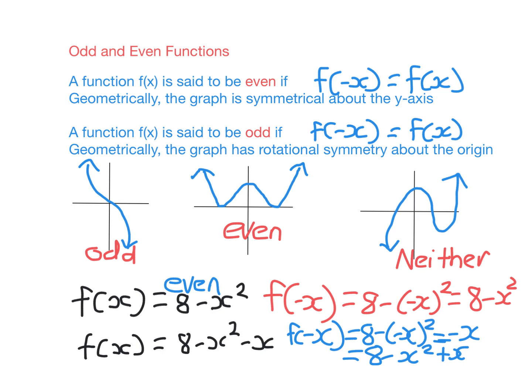Because f of negative x doesn't equal f of x, this function is not even. Is it odd? Well, it's not odd either, because this isn't the same as negative f of x. Negative f of x would be negative 8 plus x squared plus x. We don't have that here, so it turns out that this function here is neither even nor odd. And in fact, most functions you encounter will be neither even nor odd.